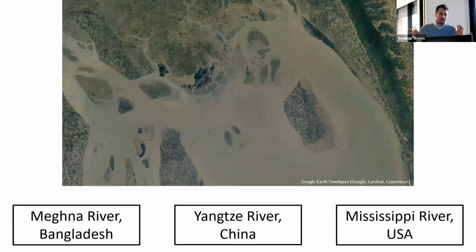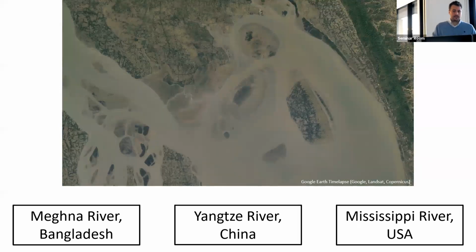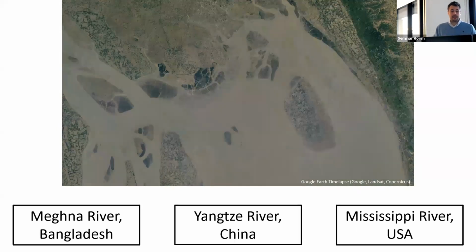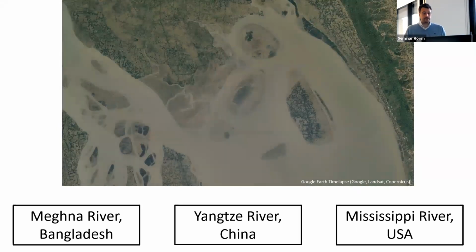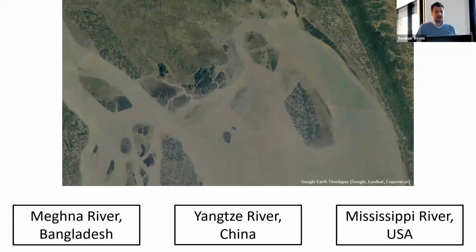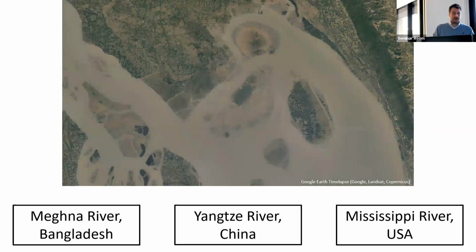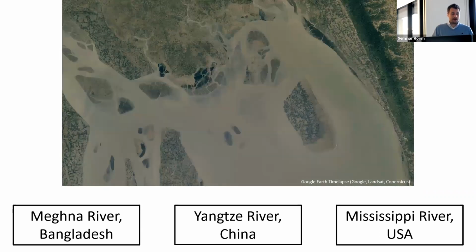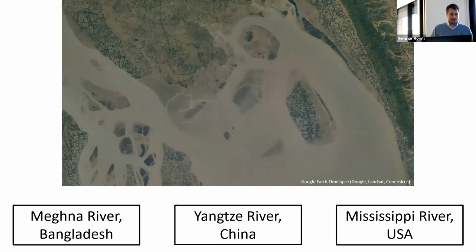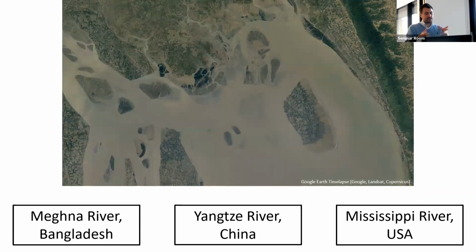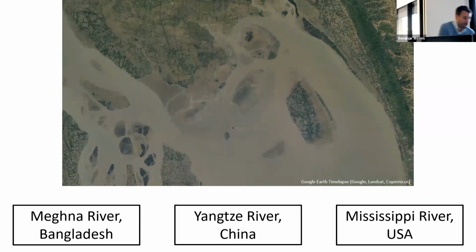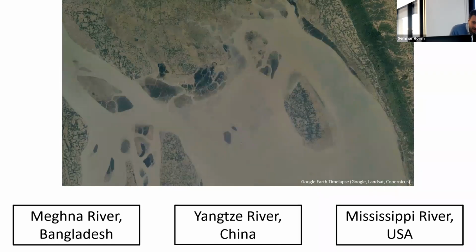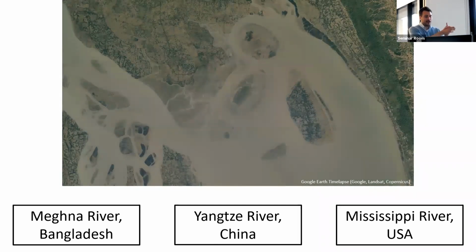Okay, I love this one. This one I think is amazing. So this is either the Meghna River in Bangladesh, the Yangtze River in China, or the Mississippi in the USA. Anyone want to guess on this one? You can see... sorry, this is from Bangladesh. It is, exactly. It's from Bangladesh.